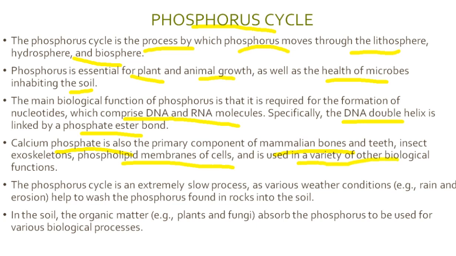The phosphorus cycle is an extremely slow process as various weather conditions, for example rain and erosion, help to wash the phosphorus found in rocks into the soil. In the soil, the organic matter, for example plants and fungi, absorb the phosphorus to be used for various biological processes.